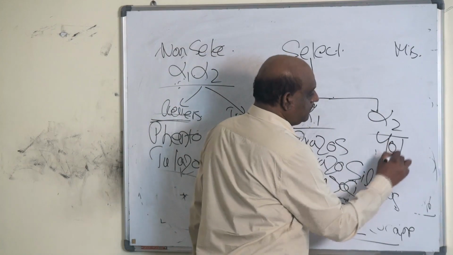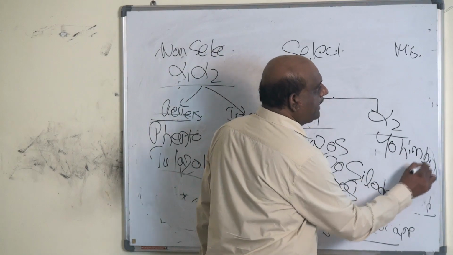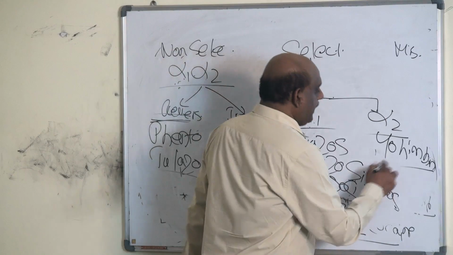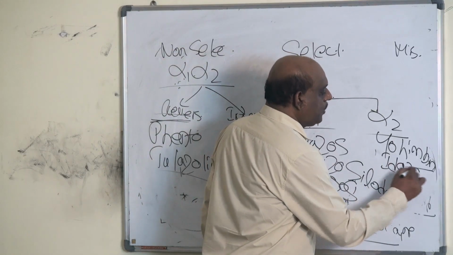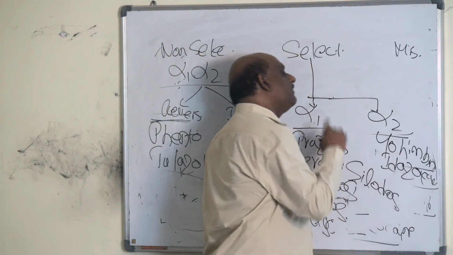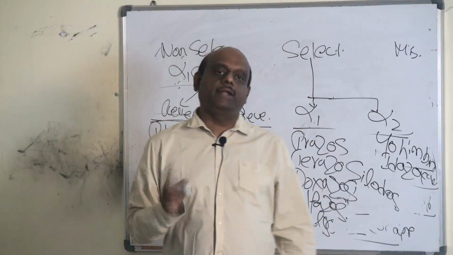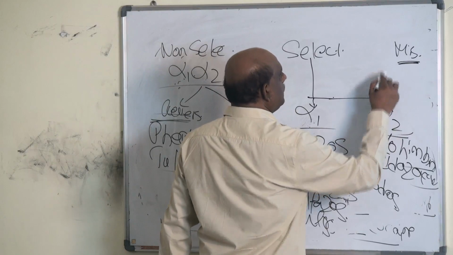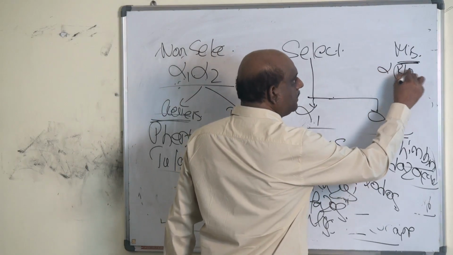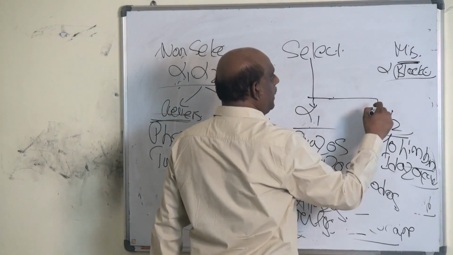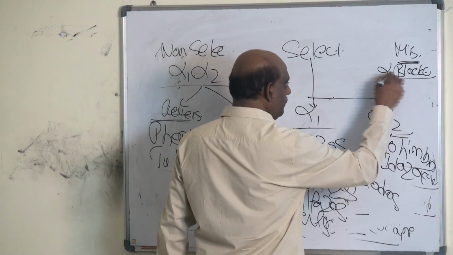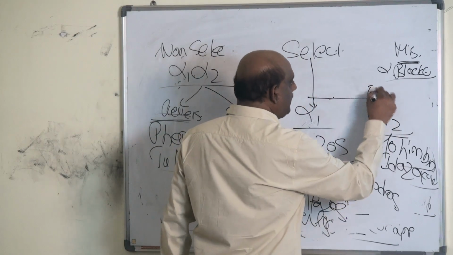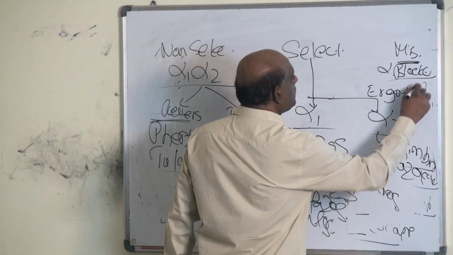Silodosin. Then what are alpha 2 blockers? Yohimbine, only experimental, we don't use it clinically, and idazoxan are alpha 2 selective blockers. Then you have miscellaneous alpha blockers, and that is ergot alkaloids.